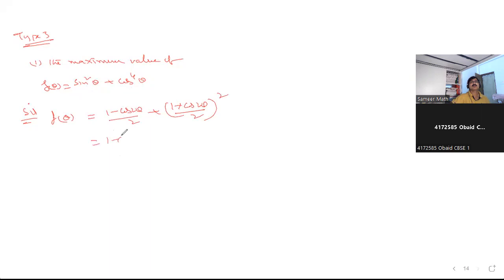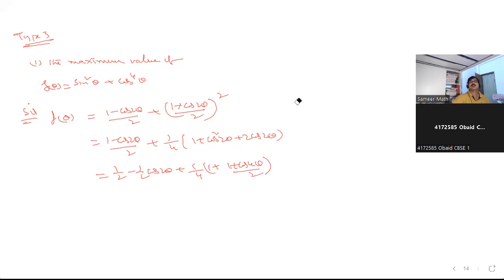Need not worry, we are simplifying. 1 minus cos 2 theta by 2. Here, while expanding, 1 by 4 we are getting 1 plus cos square 2 theta plus 2 cos 2 theta. Still we are not satisfied. Why? Because cos square 2 theta means 1 plus cos 4 theta by 2. And see here, I am simplifying. I am not trying to find any maximum or minimum. First I want to simplify, then afterwards I'll think of this.